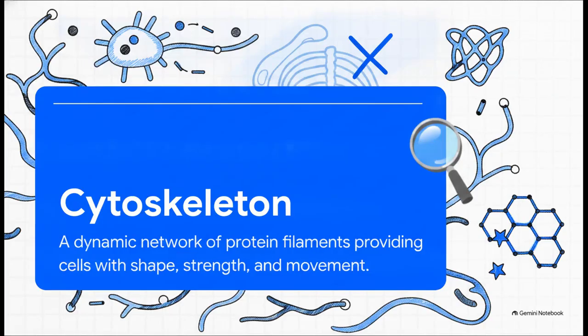Well, the answer lies in something called the cytoskeleton. Now, despite that name, I want you to completely throw out the idea of a rigid, static skeleton like the one inside you and me. Actually, scratch that. It's more like a bustling, dynamic network of protein filaments. It is an internal framework, sure, but it's continuously assembled and disassembled. It provides cells with shape, mechanical strength, transport, and movement. It's literally a shifting, living infrastructure.